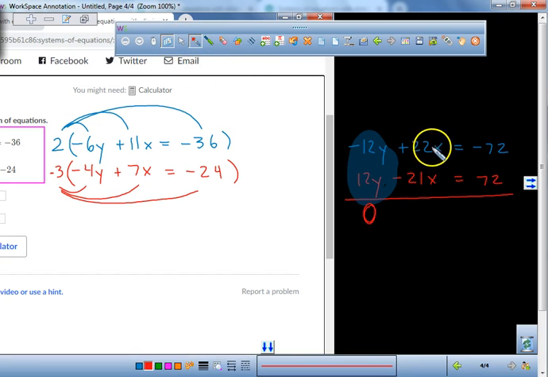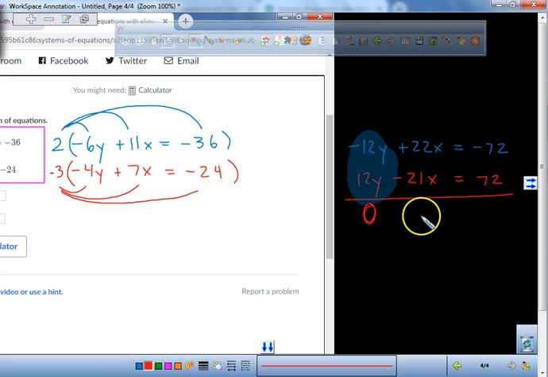All right, enough of that. What's 22 minus 21? 1x, right? And right here, what's negative 72 plus 72? What is x equal to? Oh my gosh, x is equal to 0.